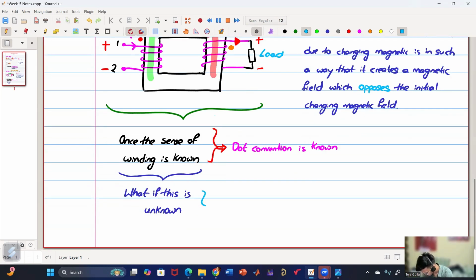Perform a test which is called the polarity test, to find the dot convention. So is it clear to everyone until this point how we are getting the dot convention?